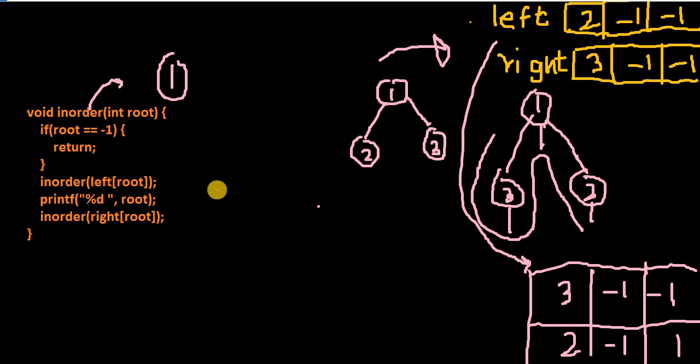So again, it will be passed as Inorder of 3. So here the root will be 3. Again we'll check if there is a value at level 3. So this is 3, 2, 1. So it's minus 1, so it will be returned.